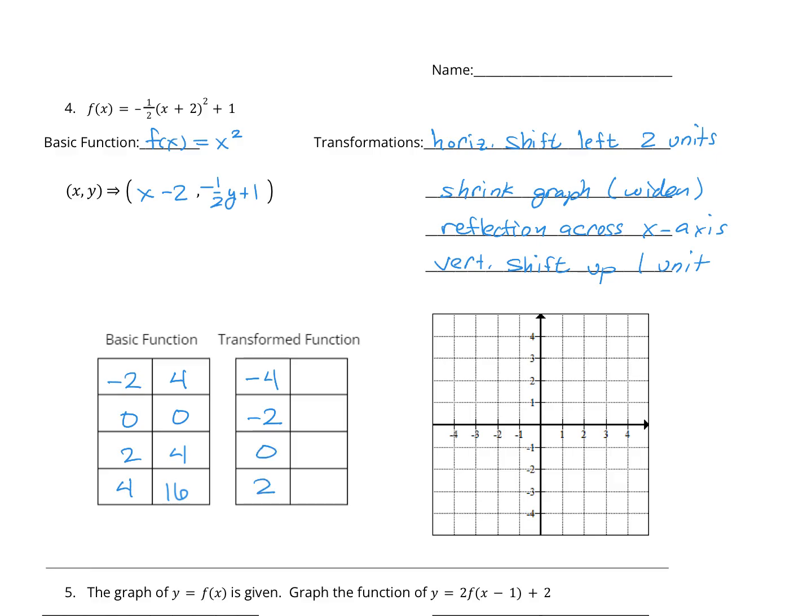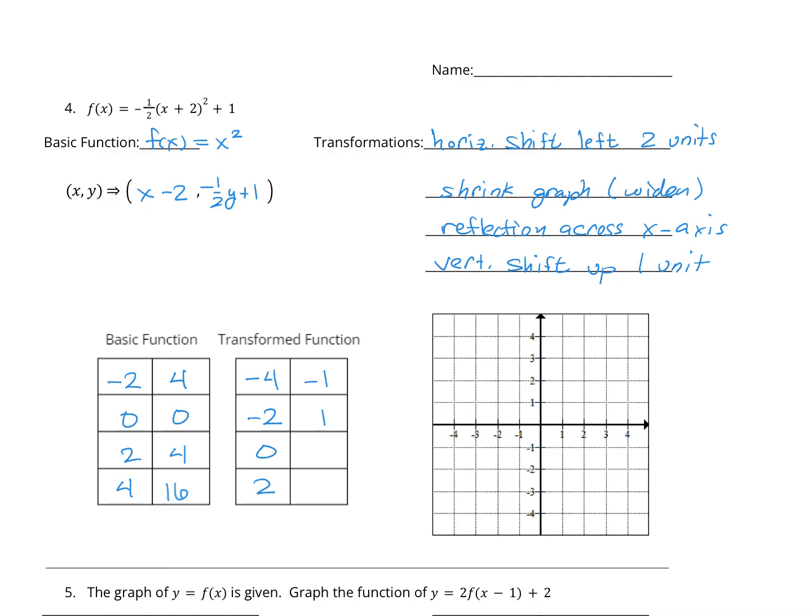Now when you fill out your y column, be very careful to make sure you use the y's from the basic function. Common mistake is using the x numbers by accident. So I'm going to take a 4 and multiply by negative 1/2. That's going to give me a negative 2. And then if I add 1 to that, I'm going to get a negative 1. I now take 0 and substitute into negative 1/2 y plus 1. 0 times negative 1/2 is 0, plus 1 makes a 1.